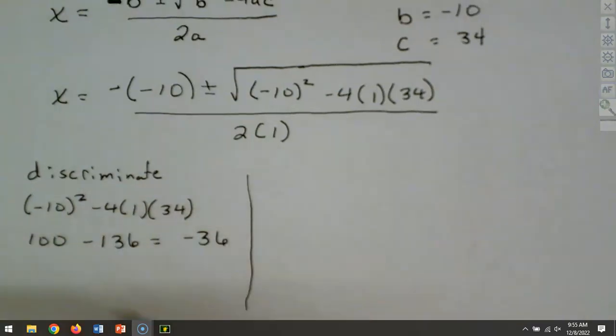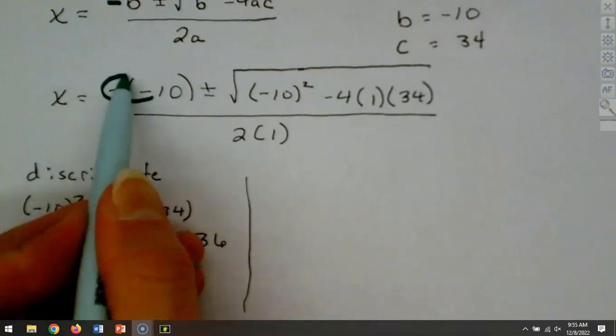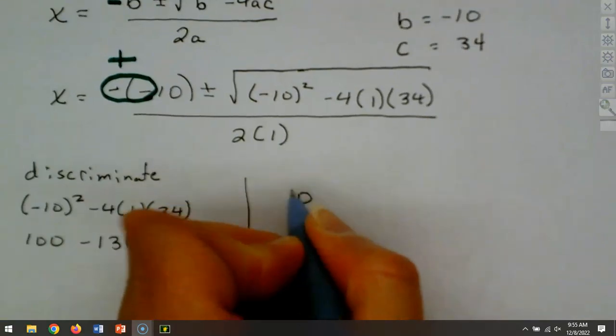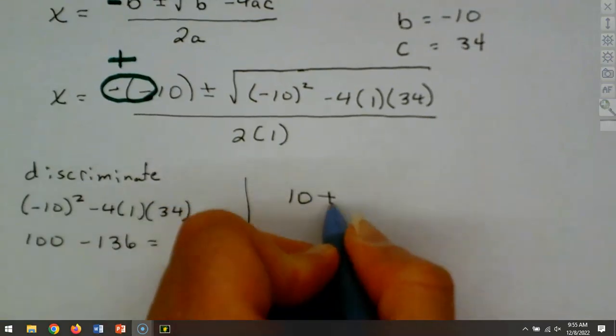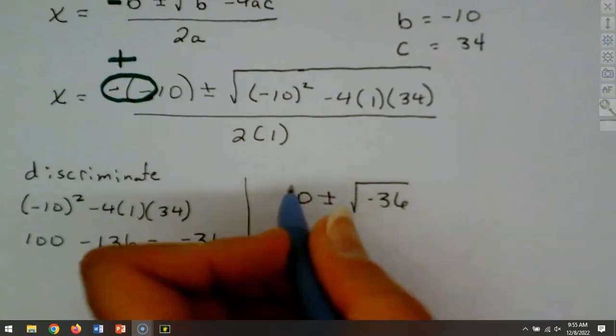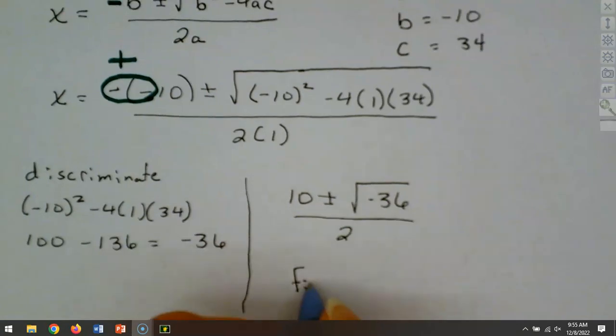So I'm going to rewrite it, and I'm going to leave the rest of it for you to do. So the double negative here makes that positive. So that is a positive 10 plus or minus the square root of a minus 36 over 2. Now you can finish it from here.